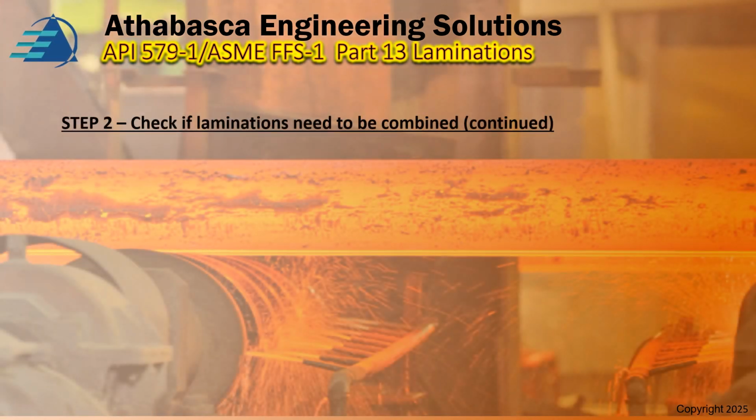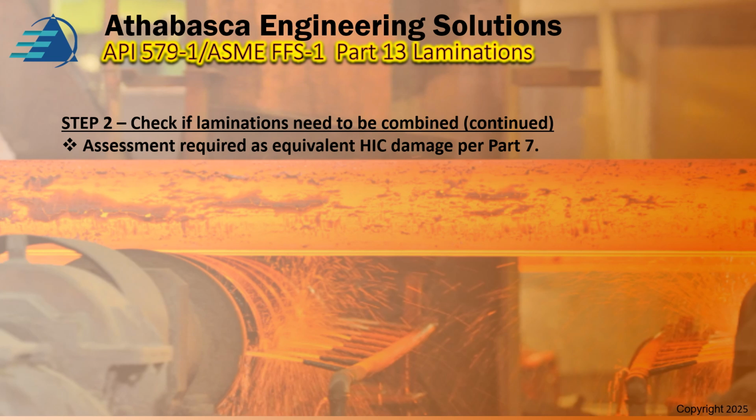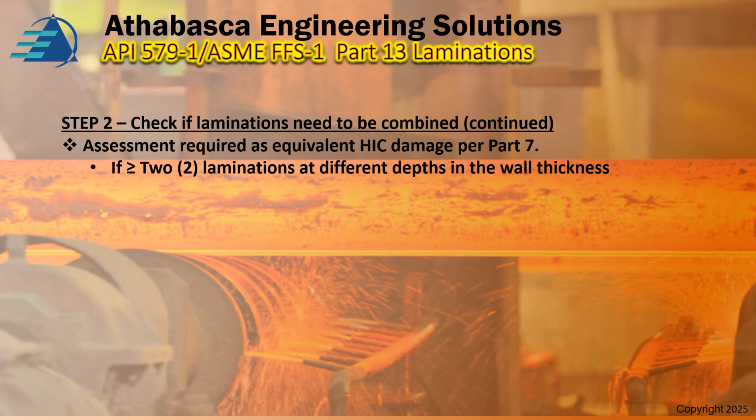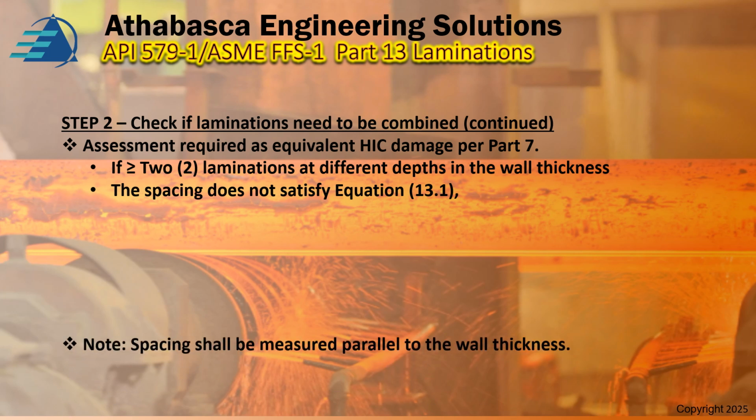Items to check whether they need to be combined: the assessment is required as an equivalent HIC damage per part 7 if we have greater than 2 laminations at 2 different depths of the wall thickness, or if the spacing does not satisfy 13.1, which is shown in the last table.